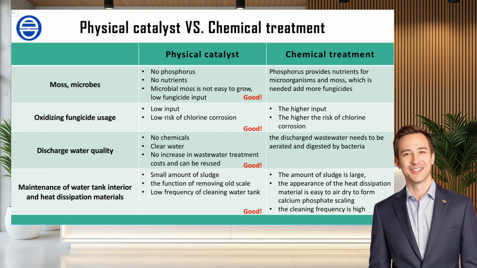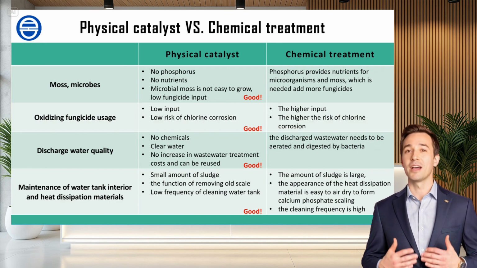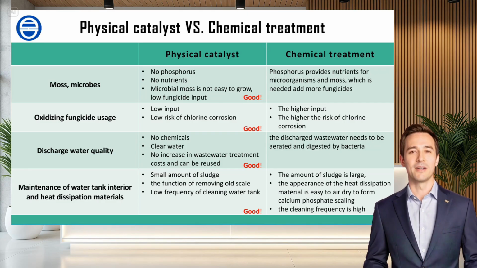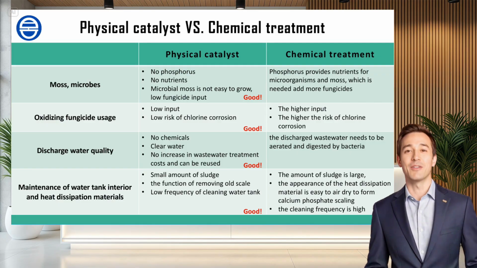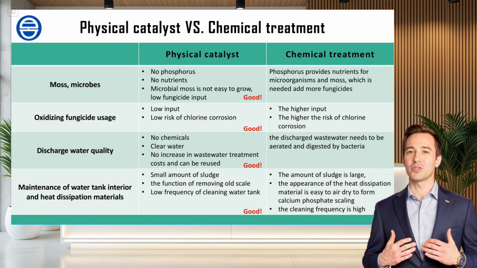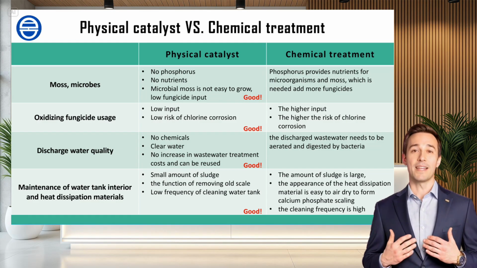And what about sludge? In chemical systems, the calcium phosphate that forms can dry up and harden, turning into stubborn deposits inside the cooling tower and on the fill material. That means you'll need to do more frequent cleaning and maintenance.